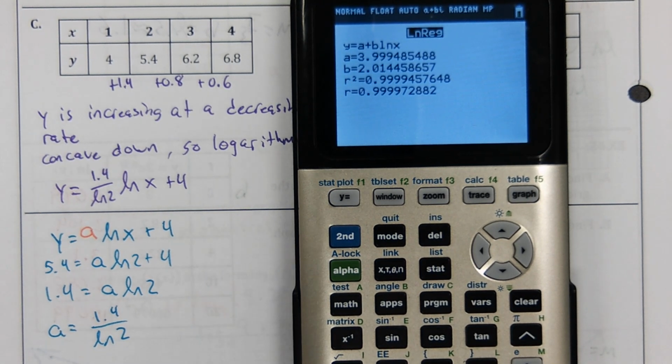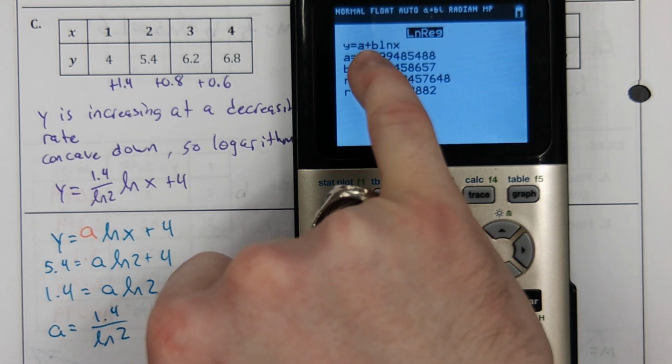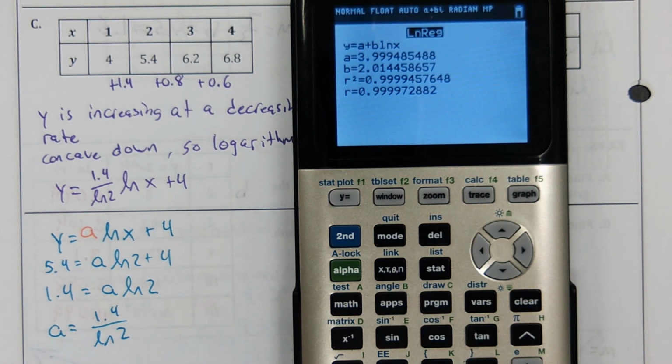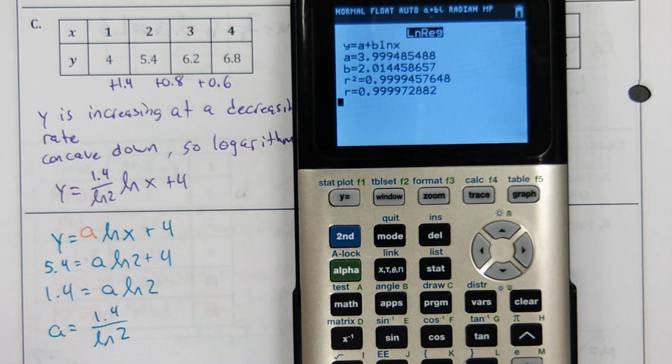But look at the A value. Oh, it's A value, which is the vertical shift. It doesn't have the vertical shift at exactly 4, does it? So what that tells us is that this is not a perfect logarithmic equation. It's just really close to being logarithmic. That's what we know. So our goal was not to figure out which equation's perfect, but which equation would be a good regressional model to use.